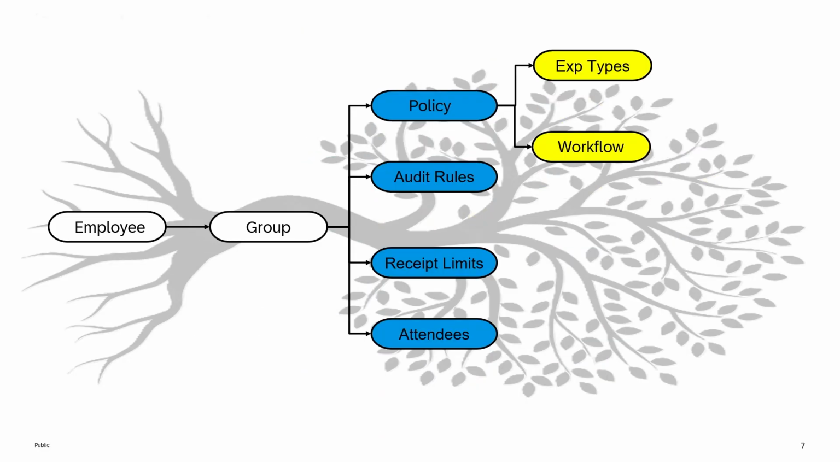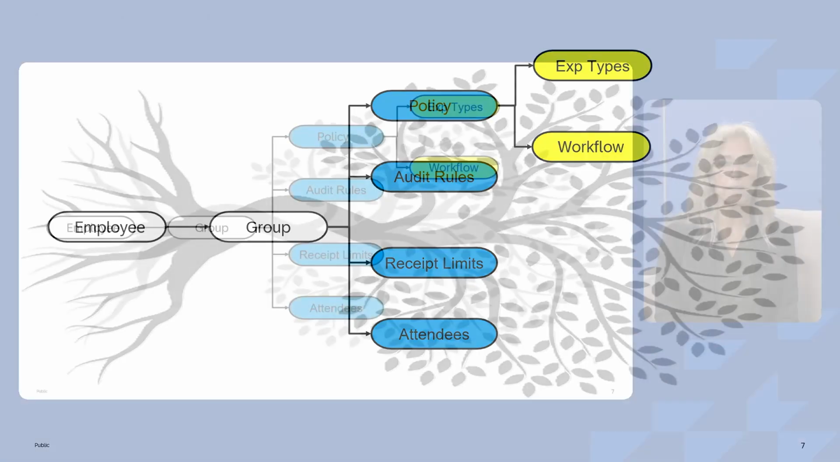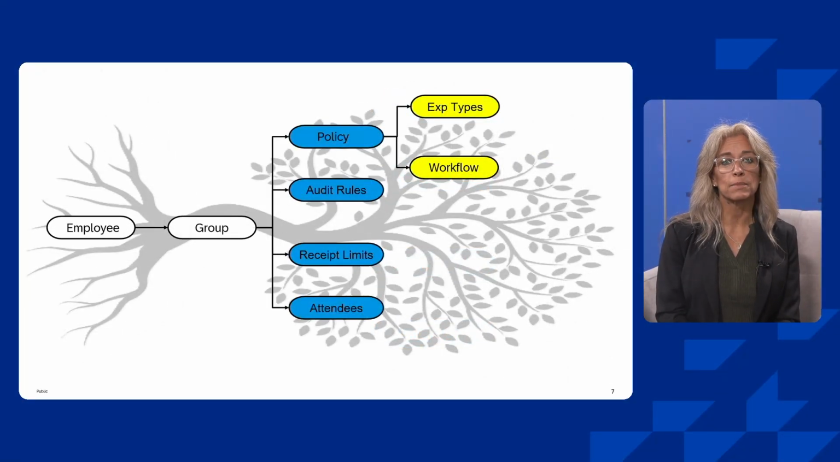So as Sandra mentioned, we can't cover the entire diagram within this time, so we're going to be focusing on the trunk, which is the groups, and then a few branches, the policy, audit rules, receipt limits, and attendees, and then some leaves on that tree, the expense types and the workflow. So let's get started with the trunk, groups.